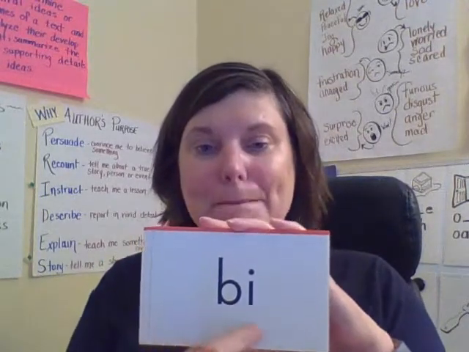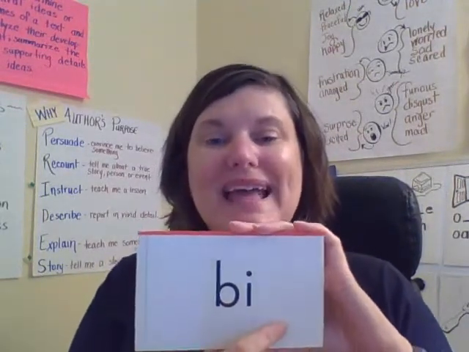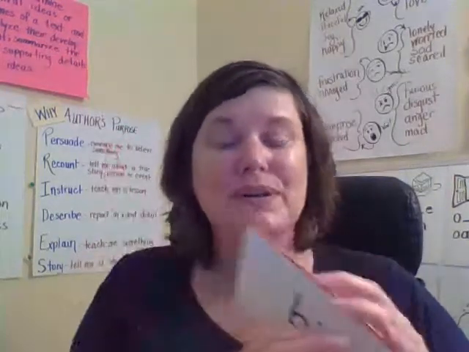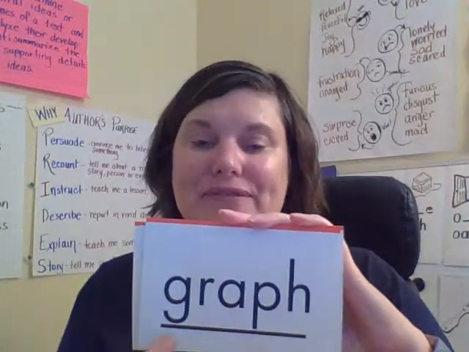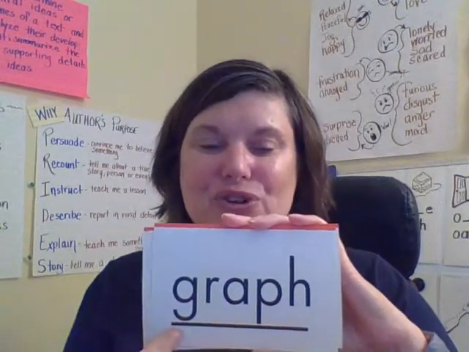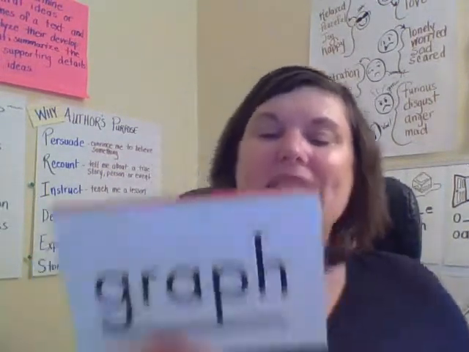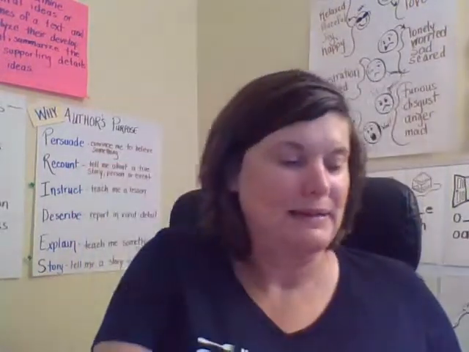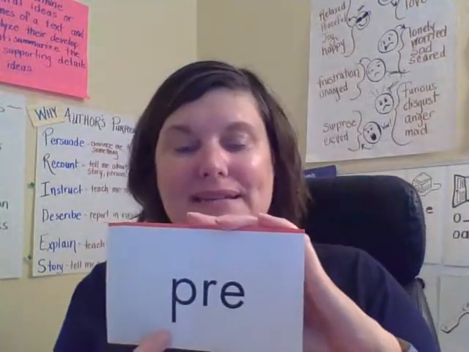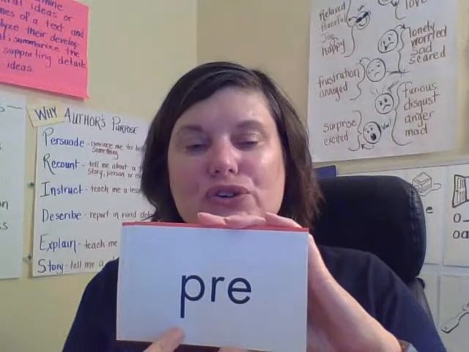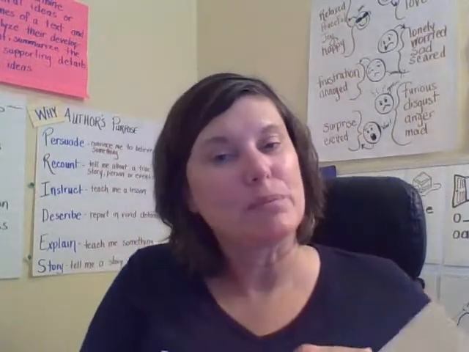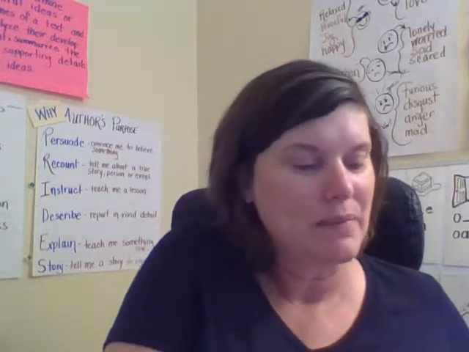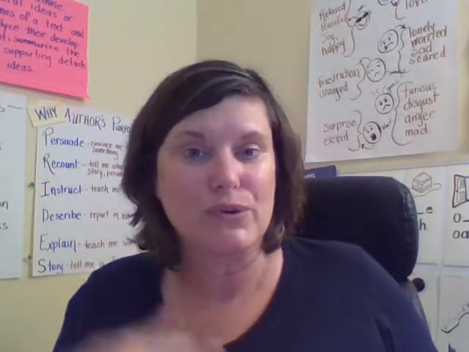By, together, by. Your turn. And by means two, like a bicycle has two wheels. Graph, together, graph. Your turn. Good job. And this means writing. Pre, together, pre. Your turn. Good. Remember, this means before. Like if you preheat the oven, you turn it on before so it warms up.